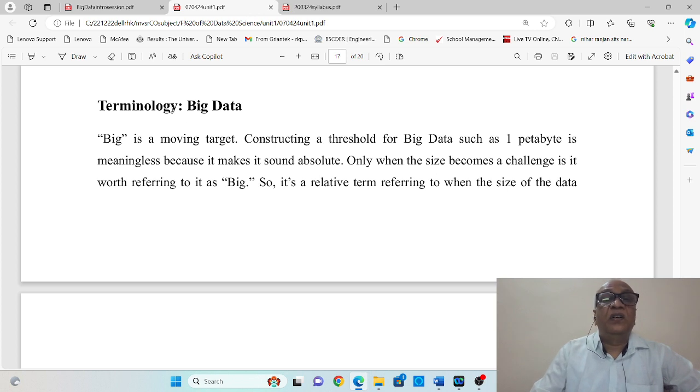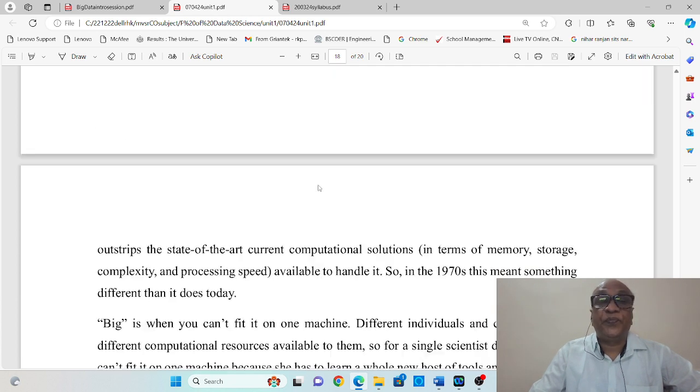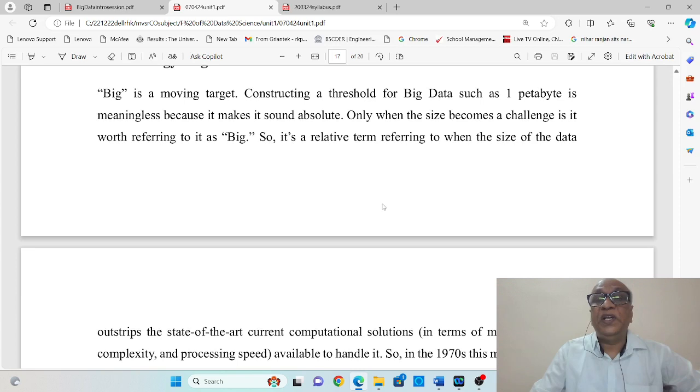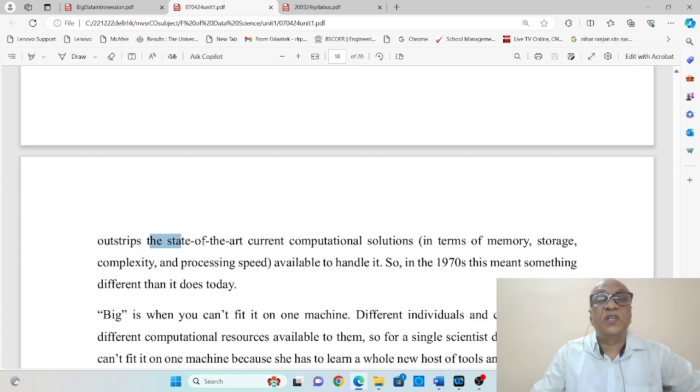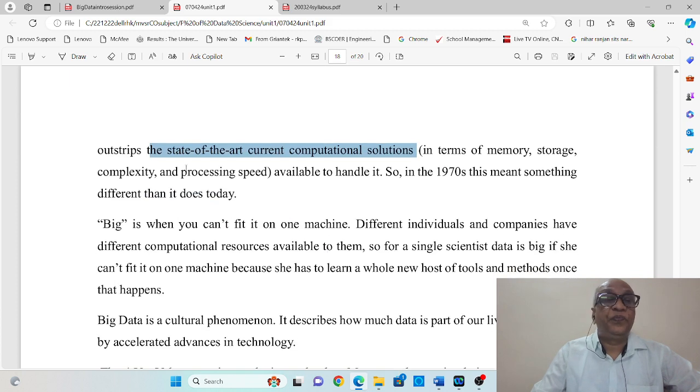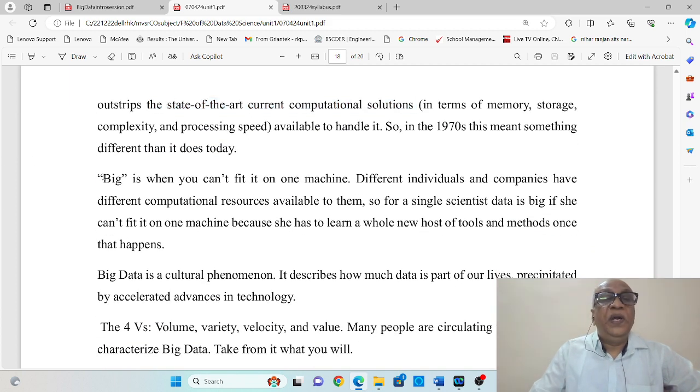But as per this author, big data should be a moving target. It should not be kept at petabytes, or kept at terabytes or something like that, because it's a relative term. It goes on increasing. So what big indicates here is that the size of the data outstrips the state of the art current computational solutions in terms of memory, storage, complexity, and processing speed. So big can mean anything which cannot fit in one machine, as per the authors.